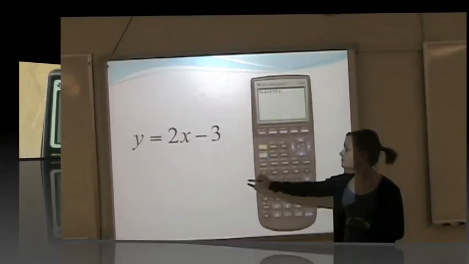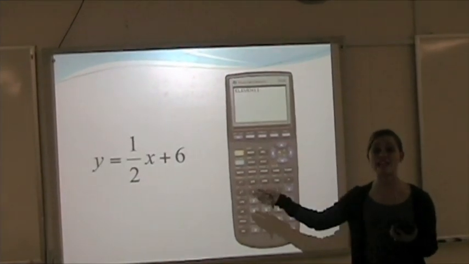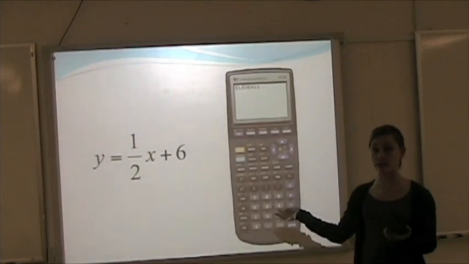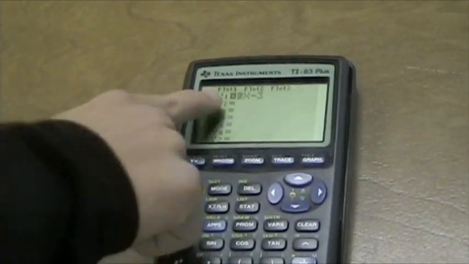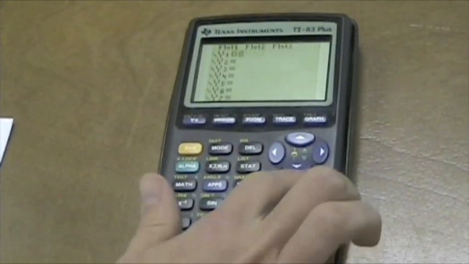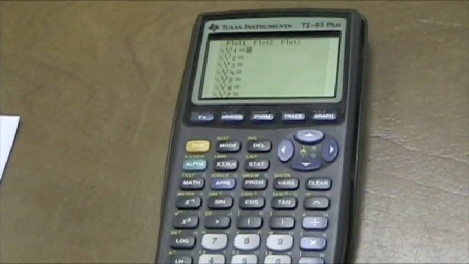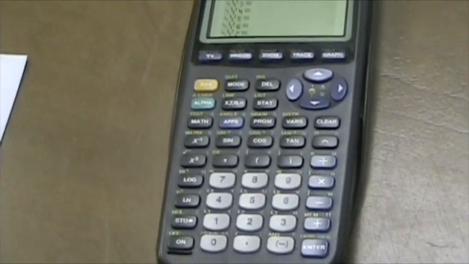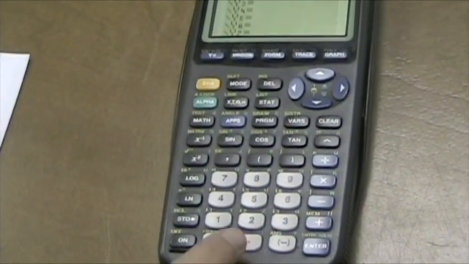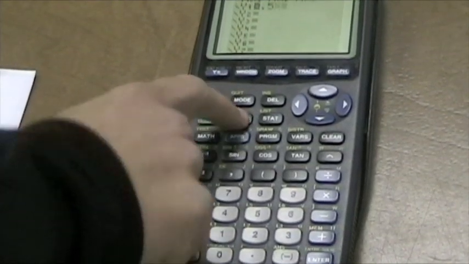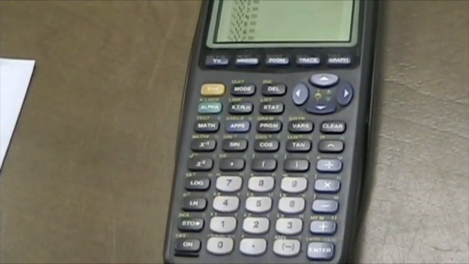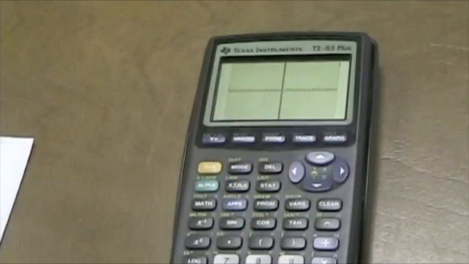Our next equation will be y equals 1/2 x plus 6. So we're going to get back to our y equals, clear out our first equation, and enter our new equation. So we have 1/2 x plus 6, which is also 0.5, so we don't have to worry about fractions, x plus 6. And again, graph.